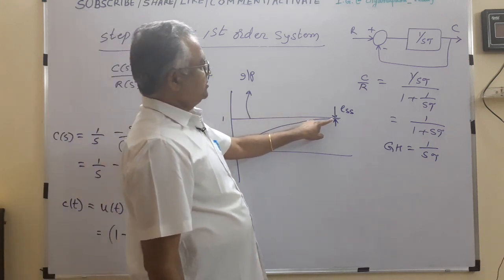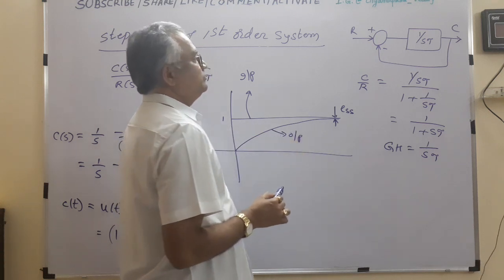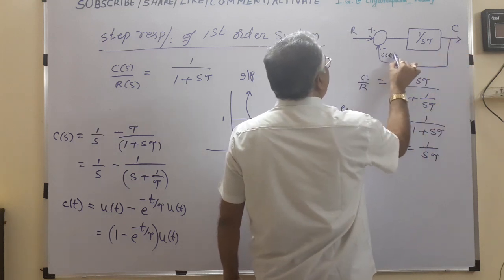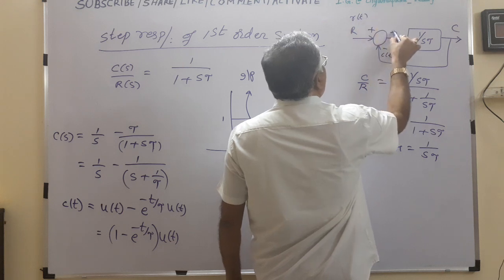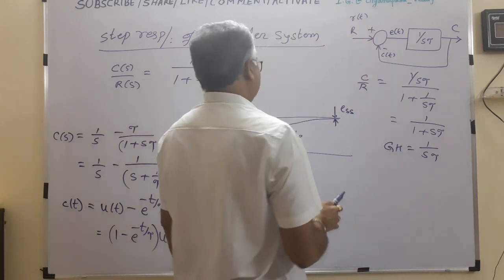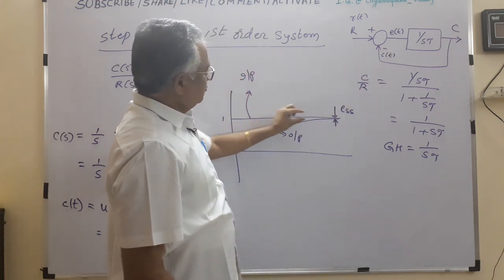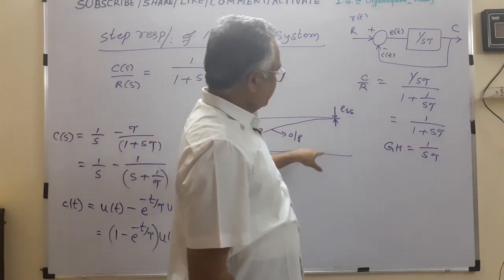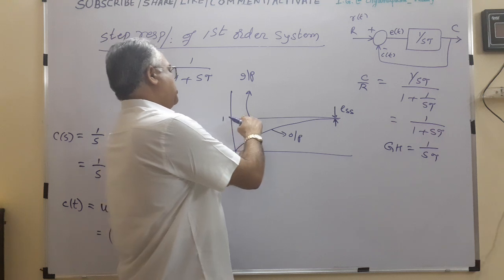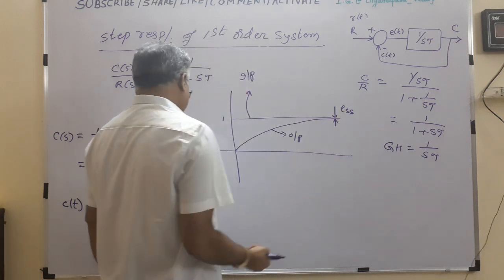So steady state error is the difference between input and output. This is the output, C of t. This is R of t. What is here? E of t. So this error is nothing but input minus output. The input minus output difference is error. Steady state, at t equal to infinity, whatever you are getting is the steady state error. So error is changing with time. Whatever error we get in steady state is called the steady state error.